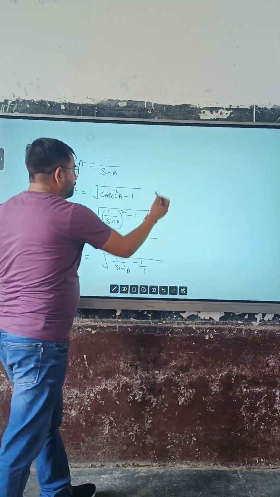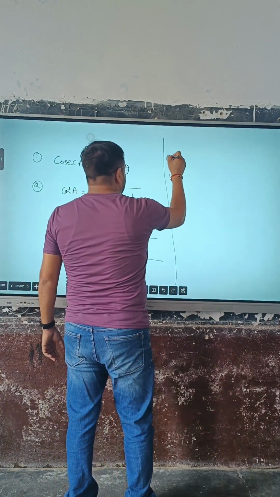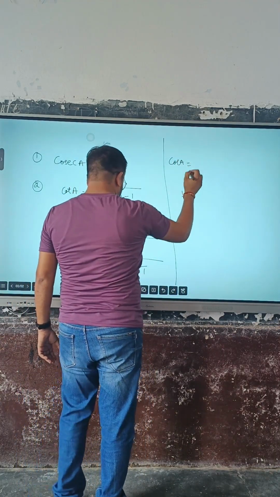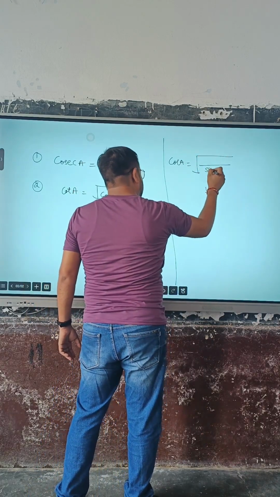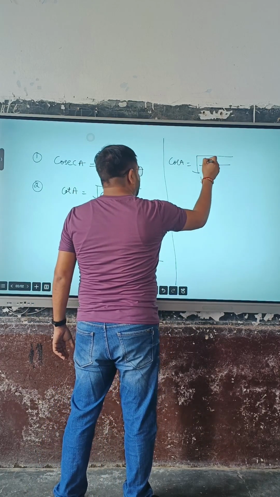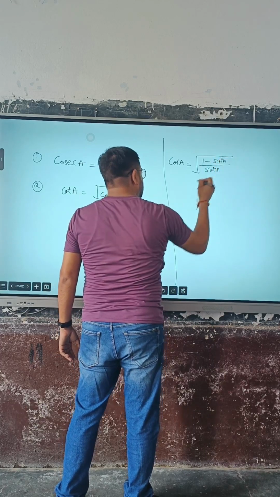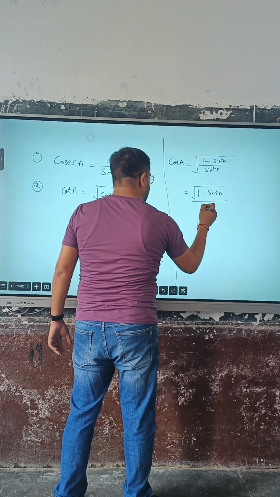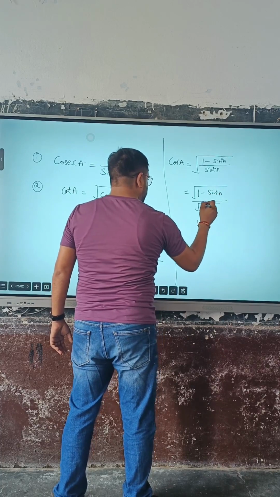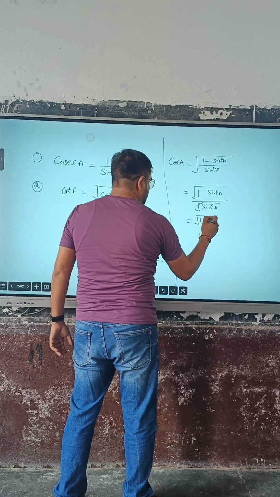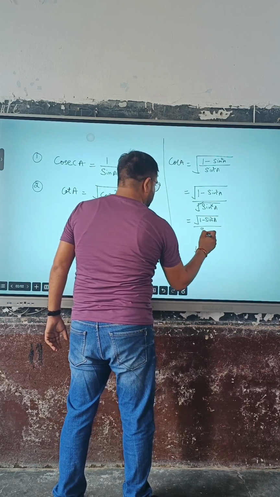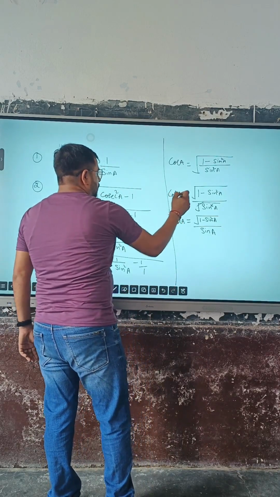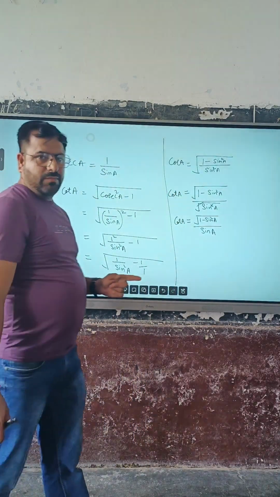I am going to take the LCM. So cot A is equal to the square root of (1 minus sine square A) over sine square A. So the square root cancels: cot of angle A equals the square root of 1 minus sine square A over sine A. Now we have the value of cosecant and cot.